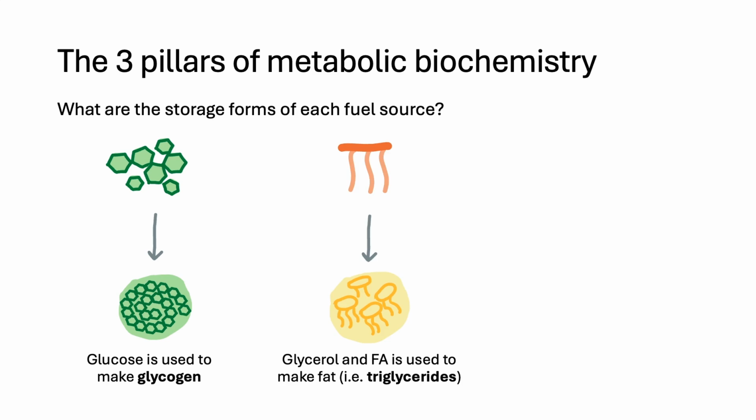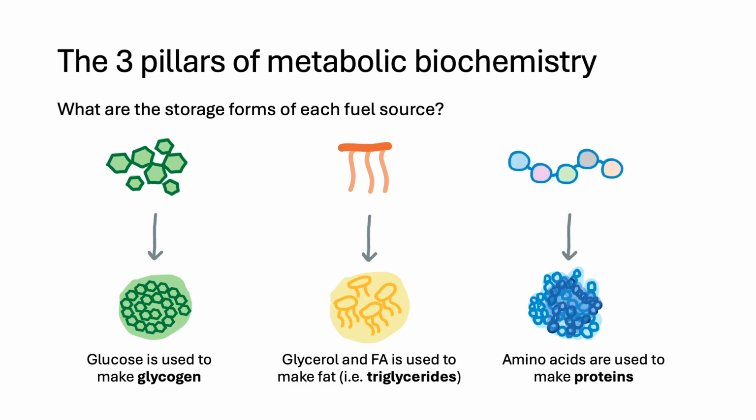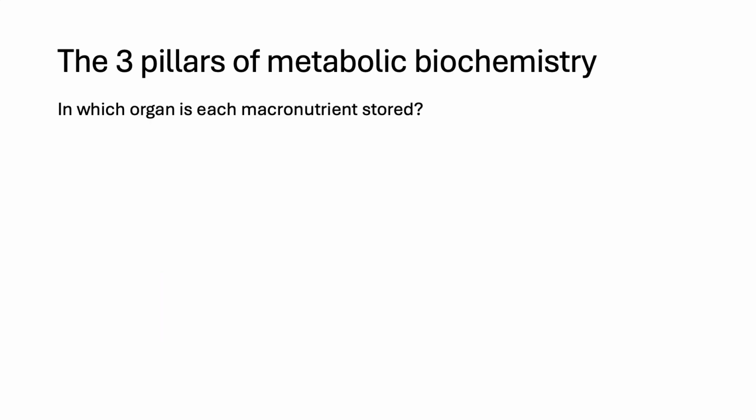For lipids, glycerol and fatty acids are put together as fat or triglycerides. And so fat or triglycerides is the storage form. And similarly, amino acids can make whole proteins. And so we store amino acids in the form of whole proteins. So we've got our building blocks, we've got our storage forms, and the next question I want to ask is, in which organ is each macronutrient stored?